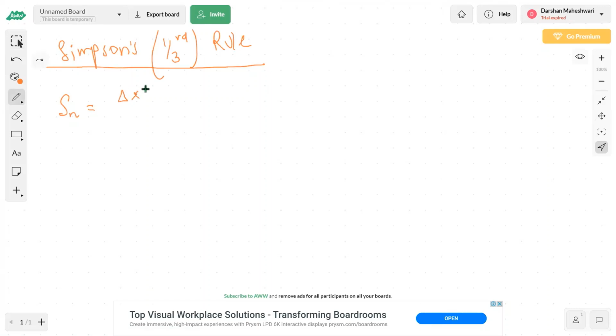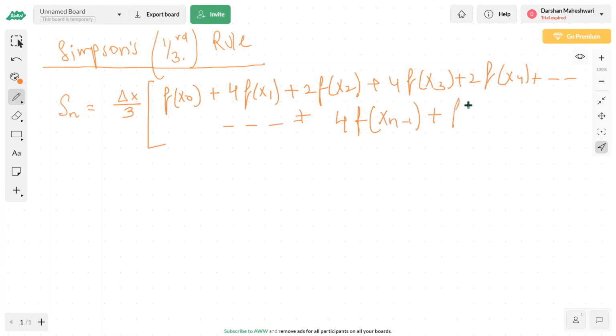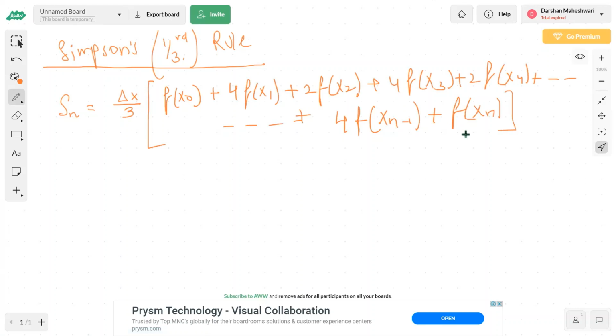So the formula is, we have delta x over 3, because it's a one-third rule, so we have 1 over 3 over here. That's why it's called one-third. We start with f(x0). We write 4 times f(x1). Then we write 2 times f(x2). Then we write 4 times again. Then 2 times again. And so on, we continue alternating 4, 2, 4, 2. The second last has to end with 4. That is very important. And the last one is without any coefficient. So this is what the formula looks like.